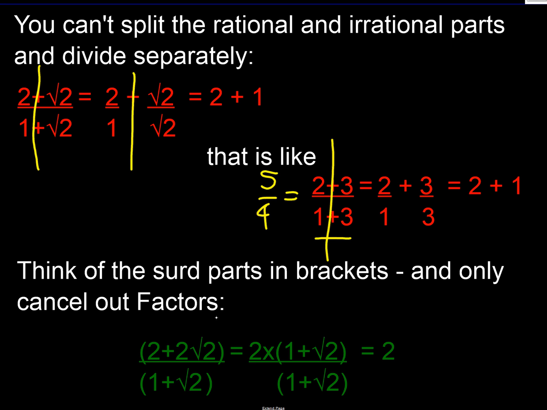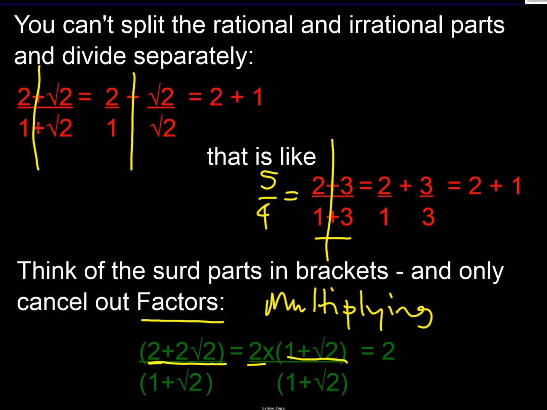Always what we're really doing here is factorising, and factorising is all about multiplication, isn't it? Multiplying. So in this case, on the top, I've got 2 plus 2 root 2. I can see that 2 is a factor there. I can take the factor outside. If I do that, I'm now left with 1 plus root 2 on the top and 1 plus root 2 on the bottom. And therefore I can cancel them because these are multiplications on the top and divisions. Yeah, and therefore any number divided by itself is always going to be equal to 1.